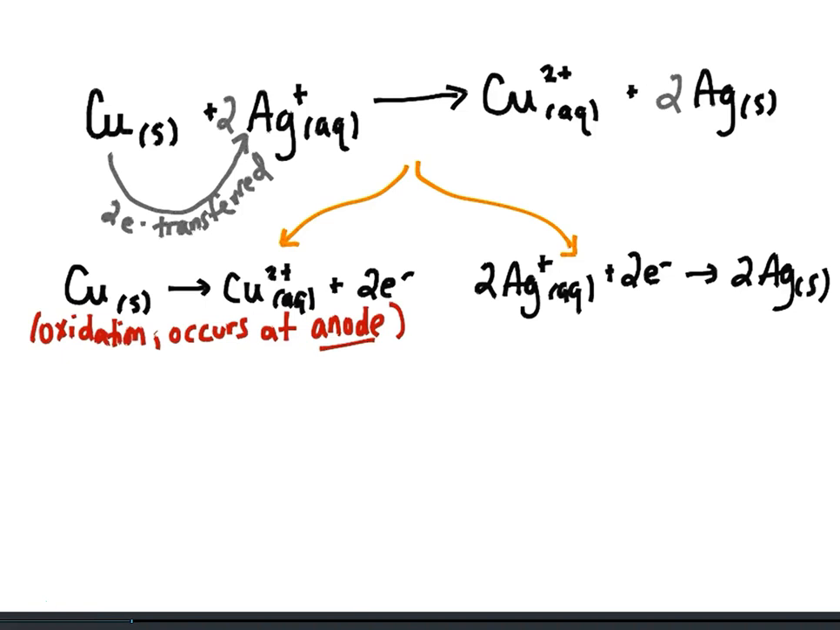And then we're going to label the anode and the cathode. Oxidation occurs at the anode. Reduction occurs at the cathode.